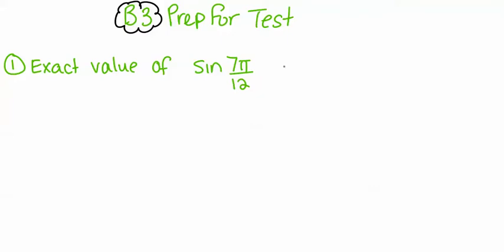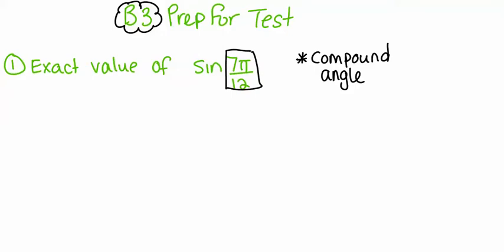So question 1 on the test is going to be a similar question to the practice test. We're trying to find the exact value of sine 7 pi over 12. The first question on the test is going to be a compound angle formula question, where you're trying to find an exact value, but 7 pi over 12 isn't part of our special triangles. So we're trying to write this as an addition of pi over 3, pi over 6, or pi over 4.